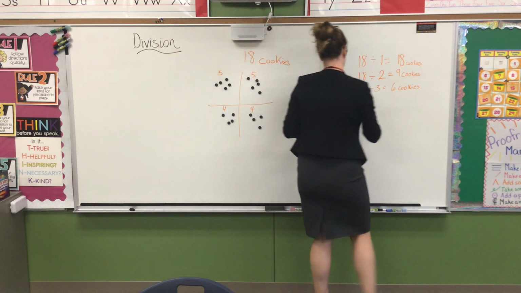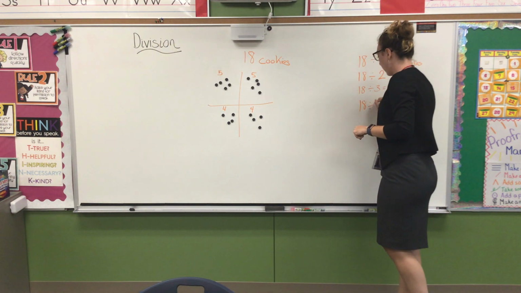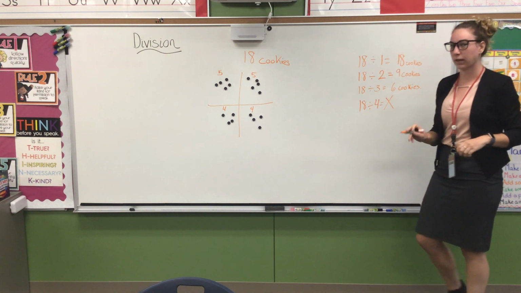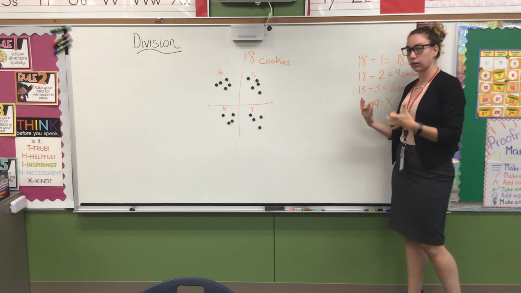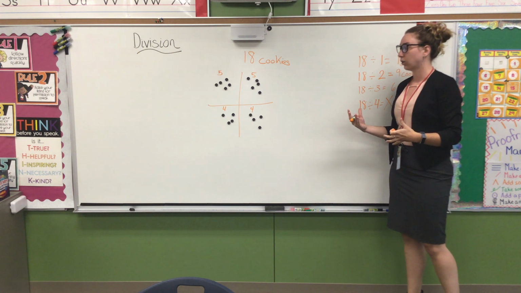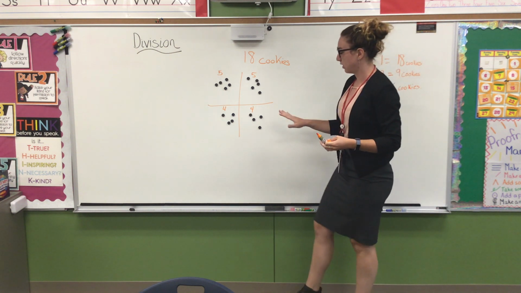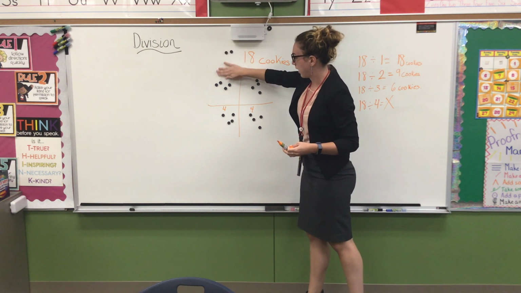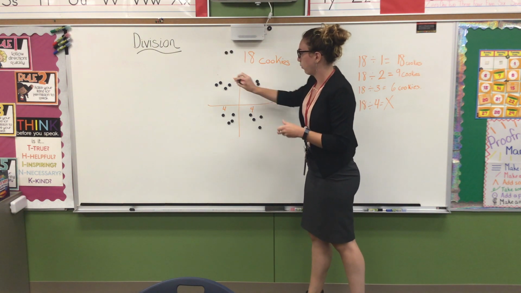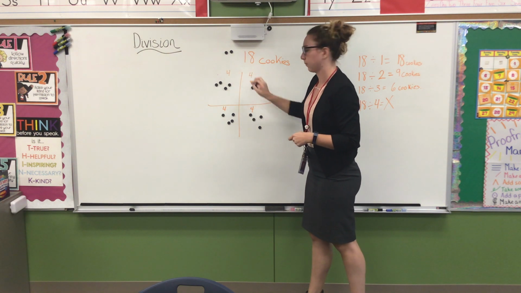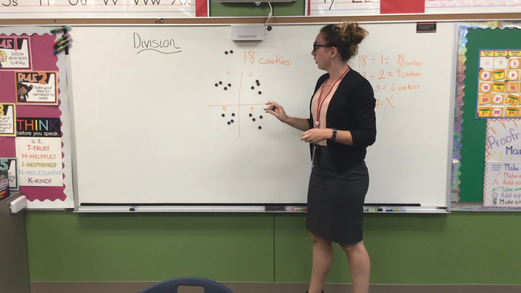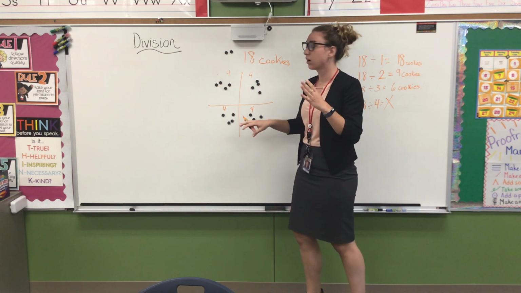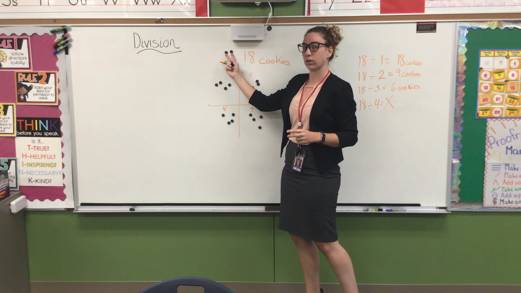18 divided by 4 does not give you a normal answer. It doesn't give you a regular answer. What this tells me is if I take one of these cookies away and one of these cookies away, my groups will be back at 4, right? Okay. So this tells me that I can have 4 groups of 4, but I'll have 2 left over.